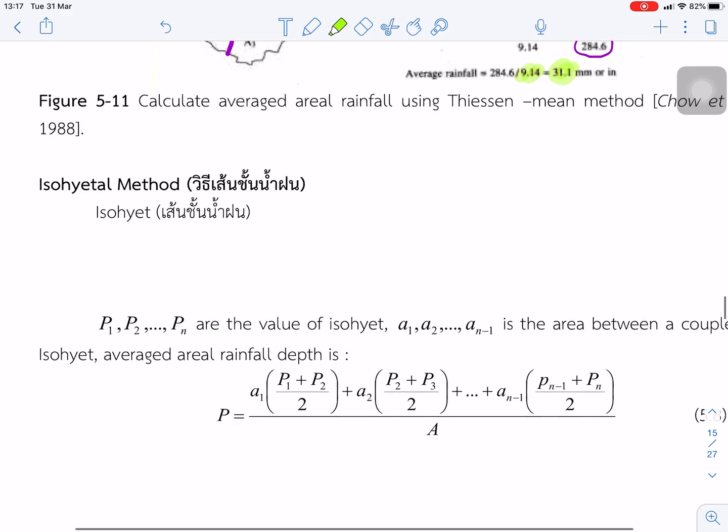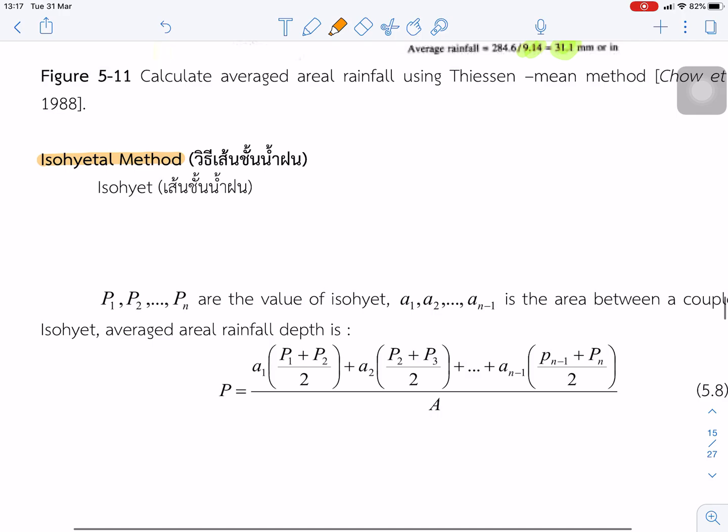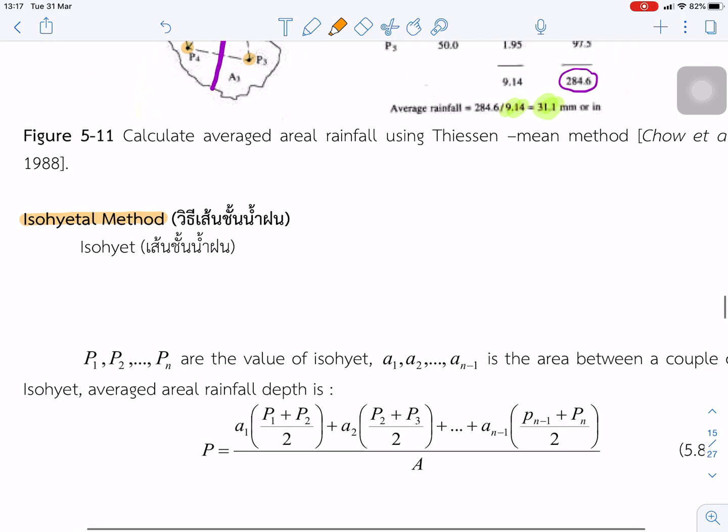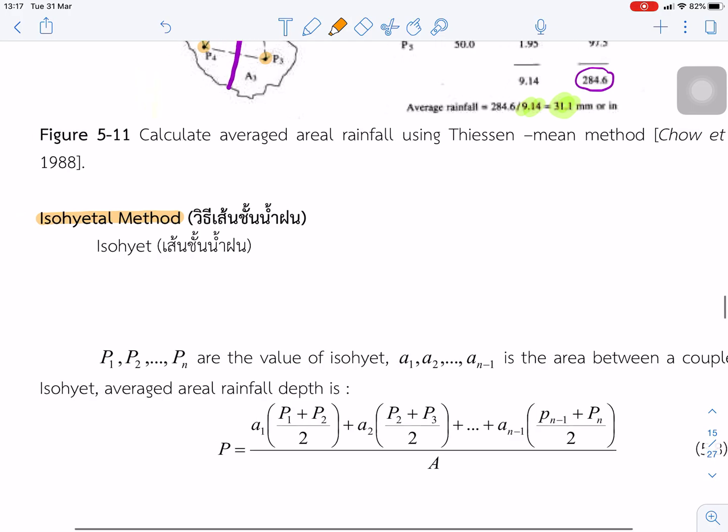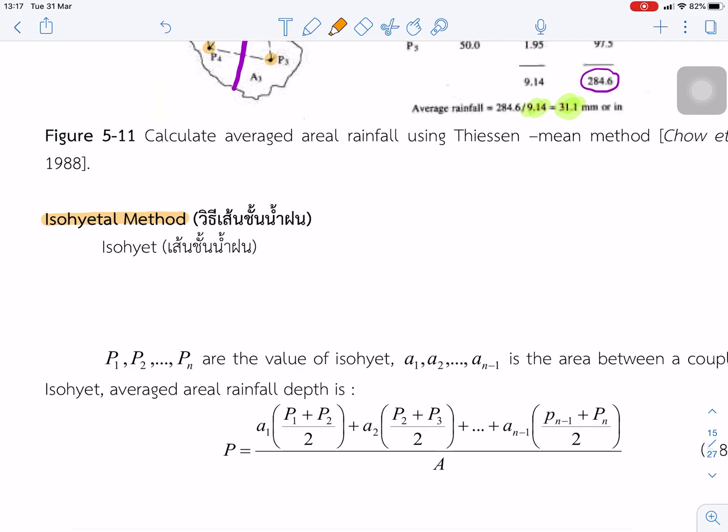For the next method, we call the iso-height method. This looks like the contour line from the beginning of this lecture, used to present the topographic map. And in this case, this line represents the depth of the rainfall. So this can be drawn from the point rainfall.